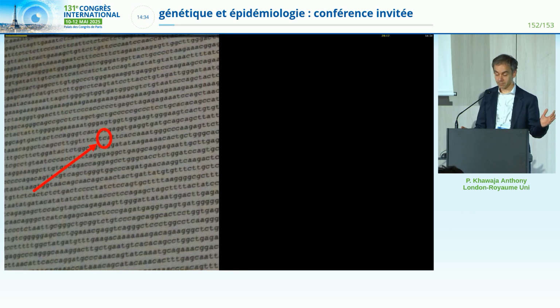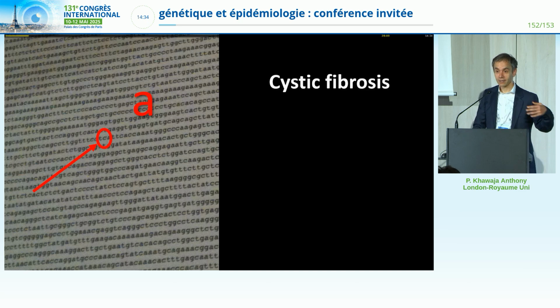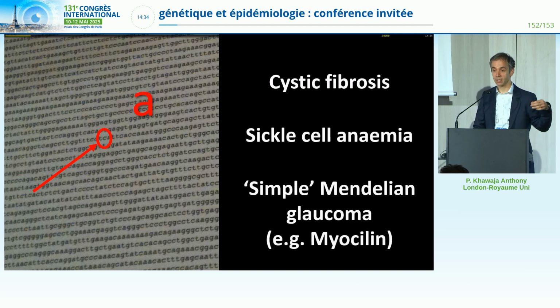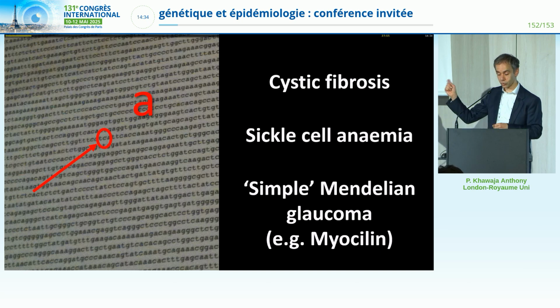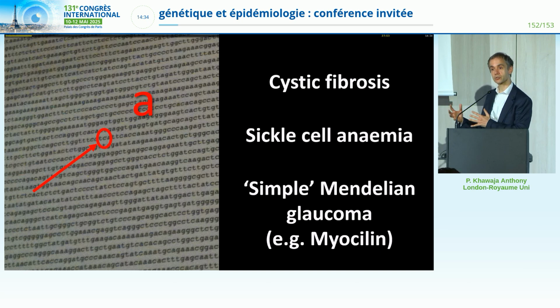And I still find this amazing, that if you go to one point in these 3 billion letters and say it's a C there, and it changes to, say, an A, that one change could be enough to cause some diseases, like cystic fibrosis can be caused by one change, sickle cell anemia, and there are some types of glaucoma that we look after that are caused by one change. And in adults, the most common one is one change in the myocilin gene. And that's called simple or Mendelian glaucoma.